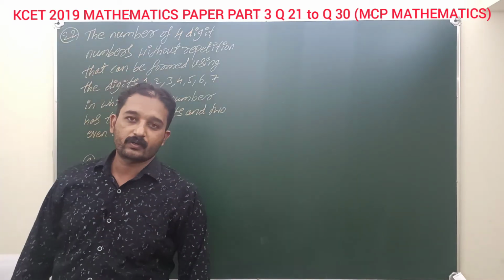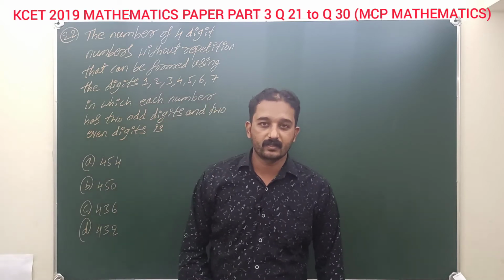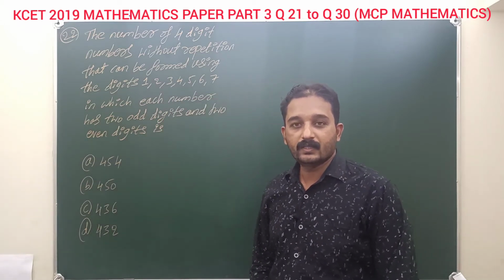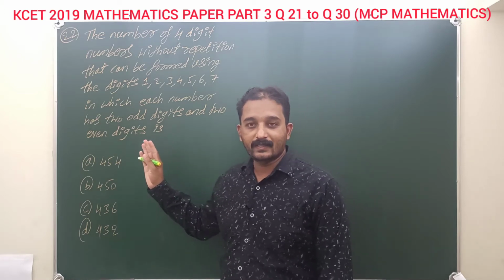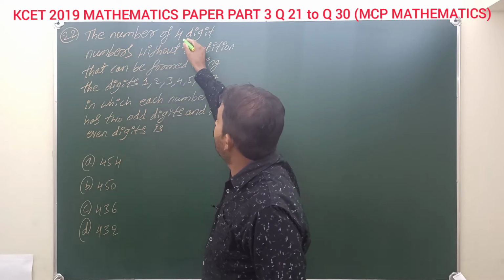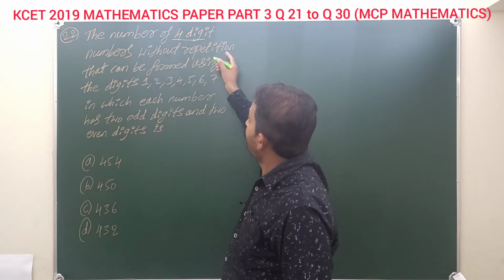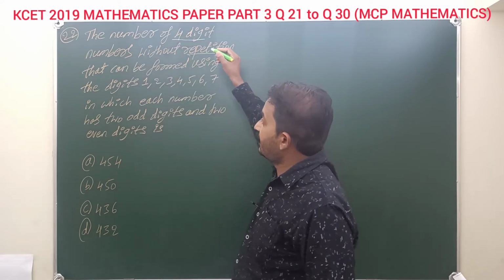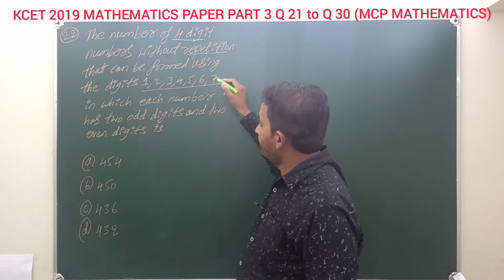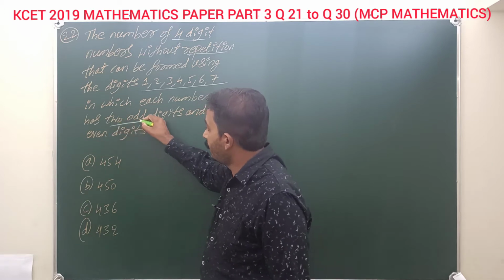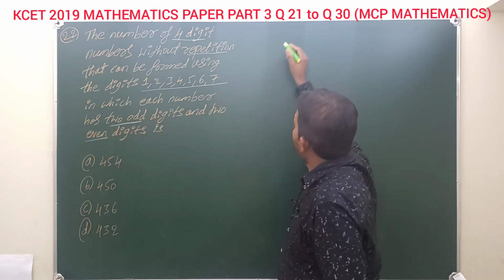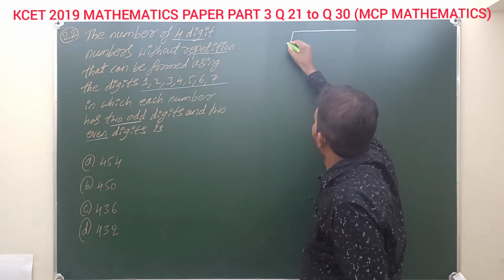Now let us move on to question number 22. This question is based on the chapter permutation and combination, which belongs to the first year. Usually they ask one question on this chapter in KCET. Let us take the question. The number of 4-digit numbers without repetition, this is also important, that can be formed by the digits here, in this case 7 digits are there, in which each number has 2 odd digits and 2 even digits. Very important. So here we have to find the 4-digit number.